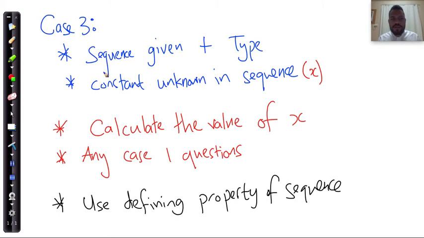Okay, so those are the 3 things. The sequence is given, the type of the sequence is also given, there's a constant unknown in the sequence, and the types of questions they can ask you are to calculate the value of the constant unknown or any case 1 questions that we've previously discussed. So let us look now at an example, and I'm going to write down the sequence here.